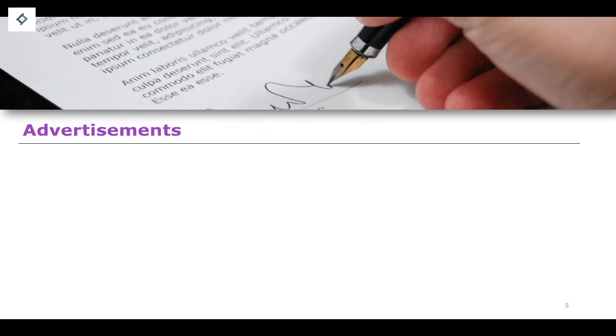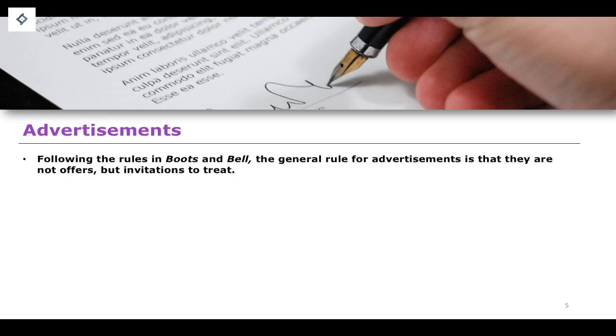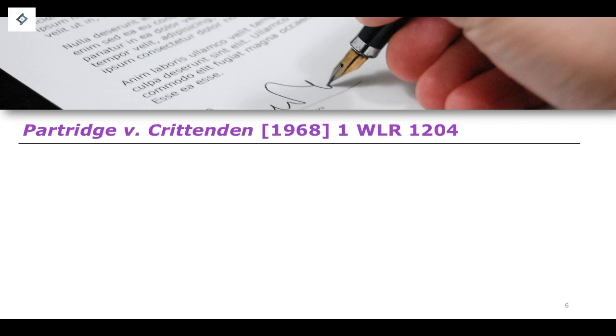So that's the case of shop windows. What about advertisements? What about an advertisement maybe in a newspaper or an advertisement online, for example? Can they be representative of offers or invitations to treat? Well, following the rule of Boots and Bell, the general rule for advertisements is that they are not offers, but they are invitations to treat. That is the general rule.